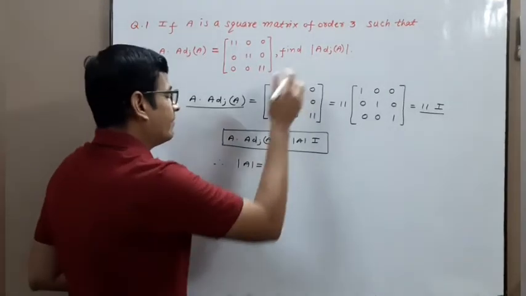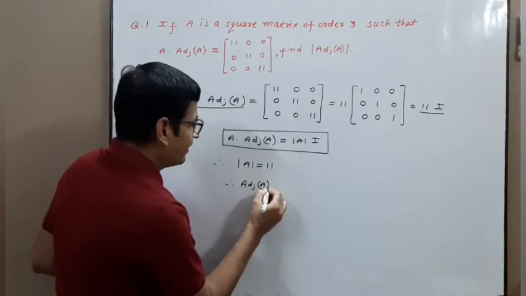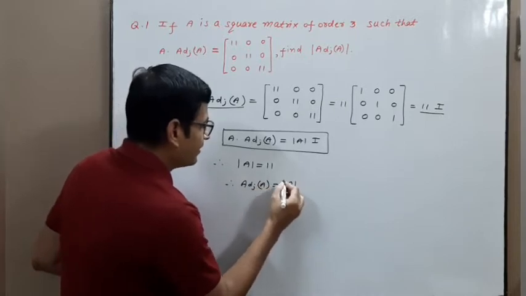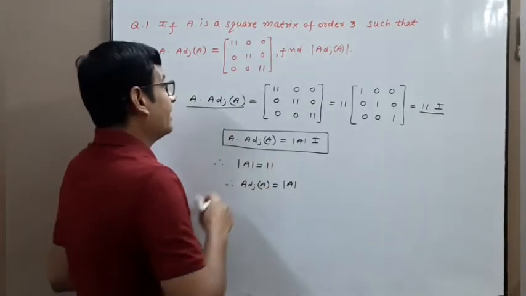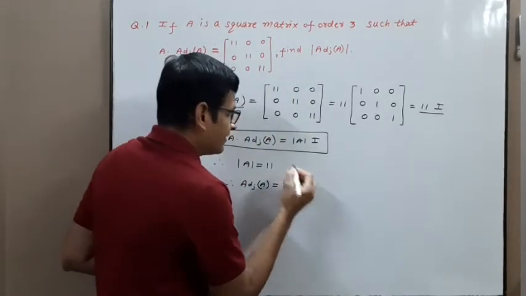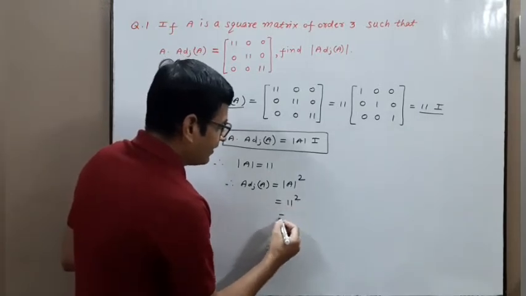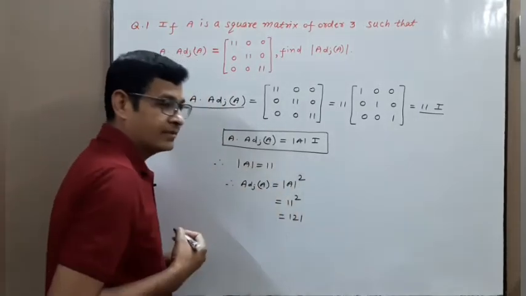अब now find determinant adjoint A. So determinant of adjoint A is equal to determinant A raised to the power n minus 1, but A is a square matrix of order 3. So 3 minus 1 means determinant A whole square. So 11 square is equal to 121.